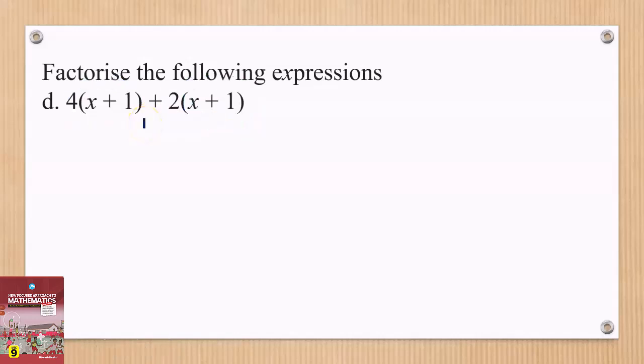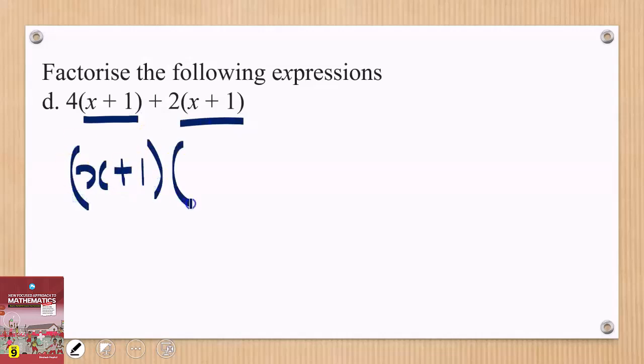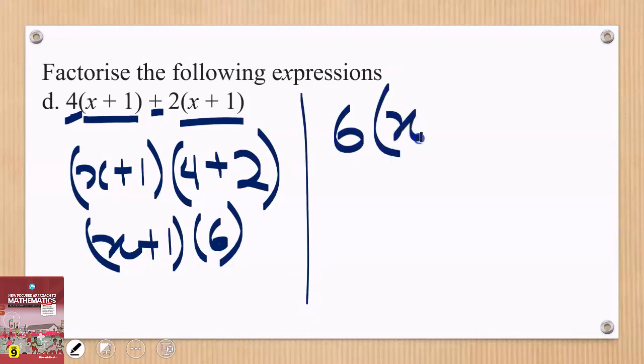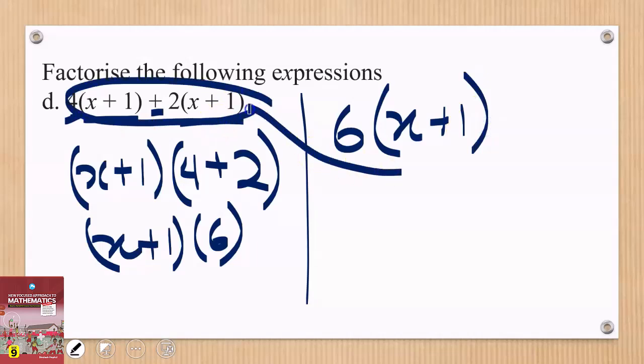So to factorize this, we see a common factor here. What is here is the same as what is here. So we can bring the common factor out. And when we bring it out, what we have here is 4 plus 2, and that becomes our answer. But because 4 plus 2 can be simplified, then we can write our final answer as x plus 1 times 6. Again, we can just write it as 6 into bracket x plus 1. So this is the factorized form of that. So when you factorize, this is what you get.